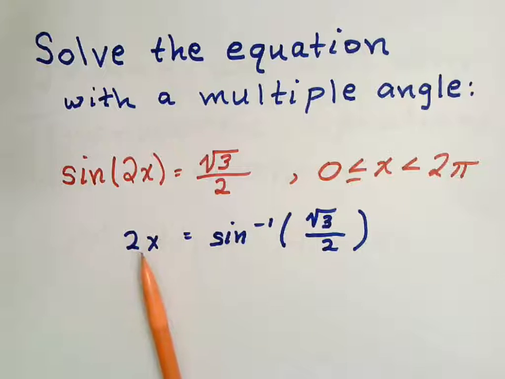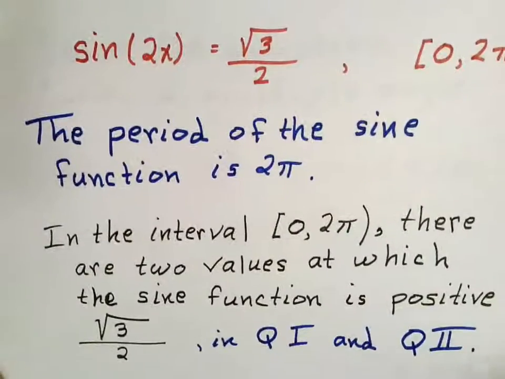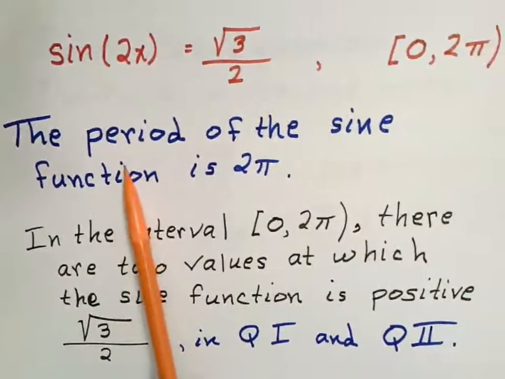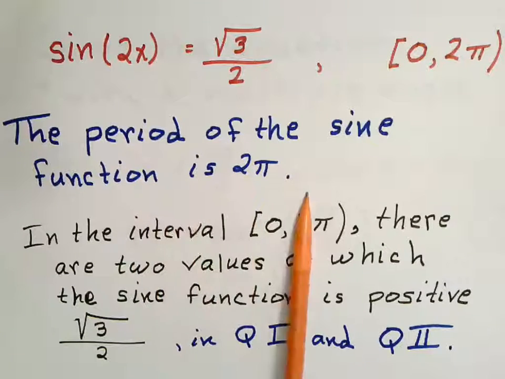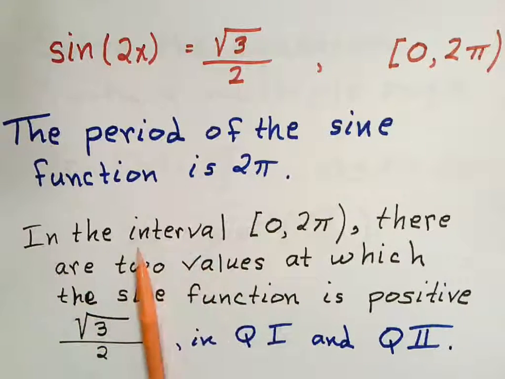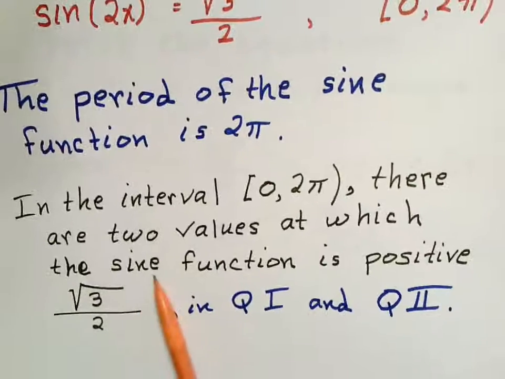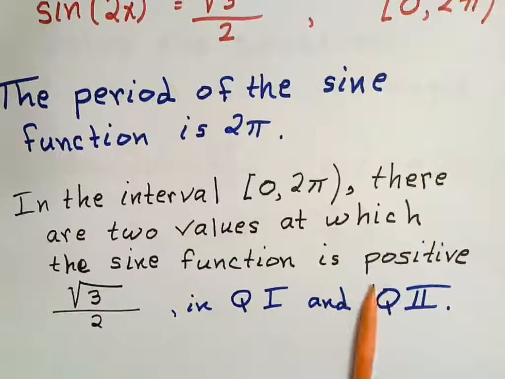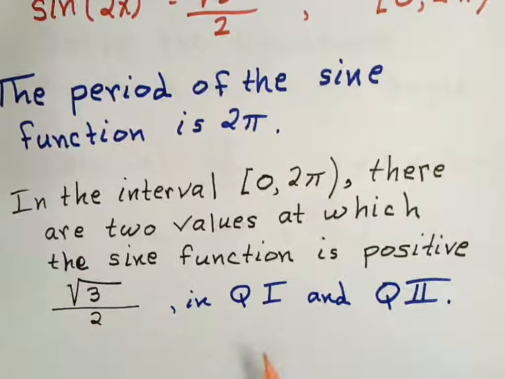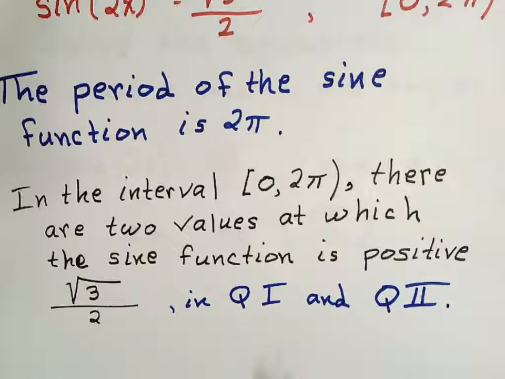So remember, whenever we're looking for an angle, we use our inverse trig functions. So 2x is equal to inverse sine of square root of 3 over 2. And there are several things we have to remember about this. The period of a sine function is 2 pi. In the interval from 0 to 2 pi, there are two values at which the sine function is positive square root of 3 over 2, and it's going to be in quadrant 1 and in quadrant 2.